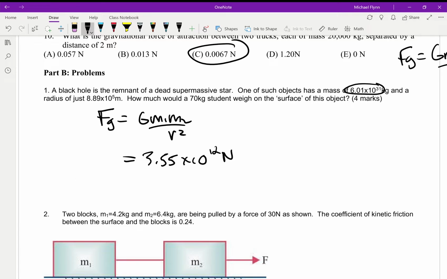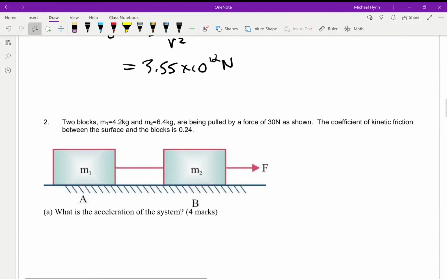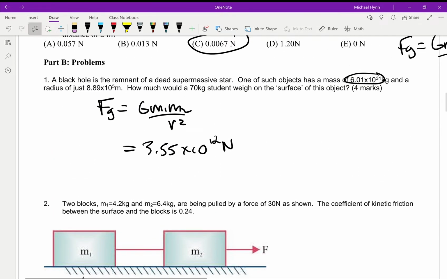Now, in case you're wondering, that would be the same as weighing 100 billion tons. So how heavy would you feel standing on that black hole? As if you weighed 100 billion tons. So that's more than the weight of probably Mount Everest. You would feel extremely heavy. Of course, you'd be crushed by that kind of weight. But anyway, so there's your answer.